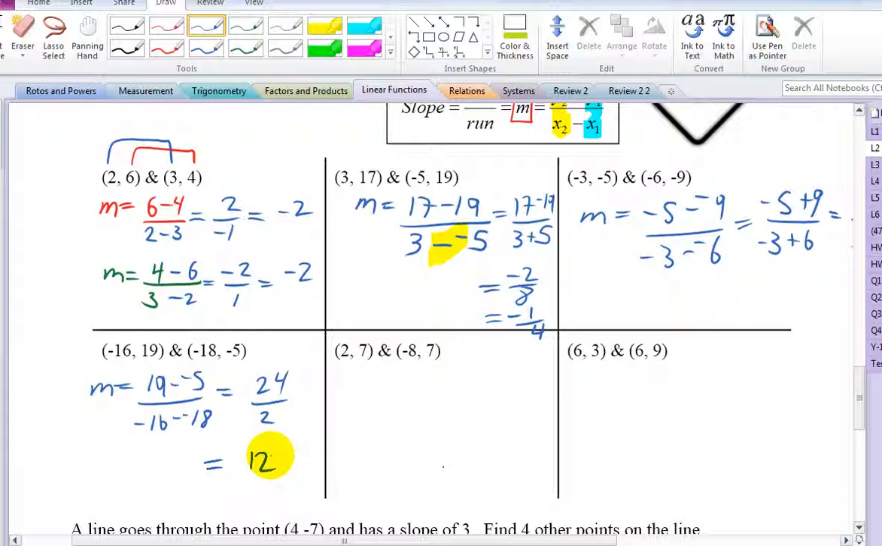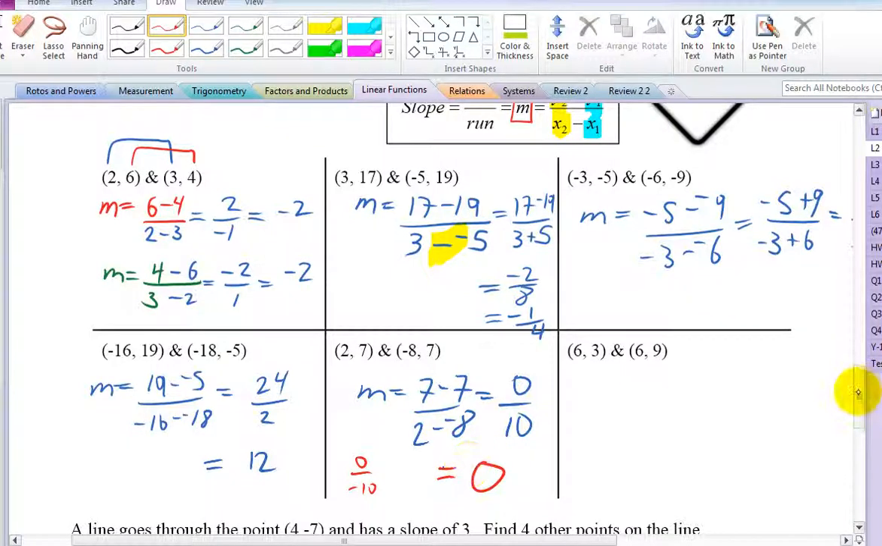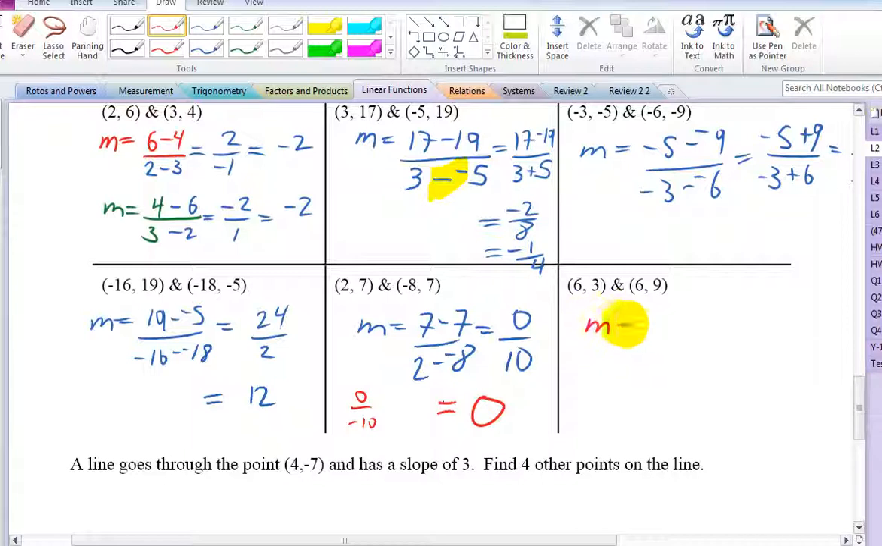Okay, reduce it all the way to a whole number if you can, only if you can. Okay, it doesn't happen that often, but it does. Next one is weird. 7 minus 7 up top? Oh my. So 0 over 10. Or some people might, if they had it different, they might have got 0 over negative 10. It doesn't matter. What's the answer? 0.